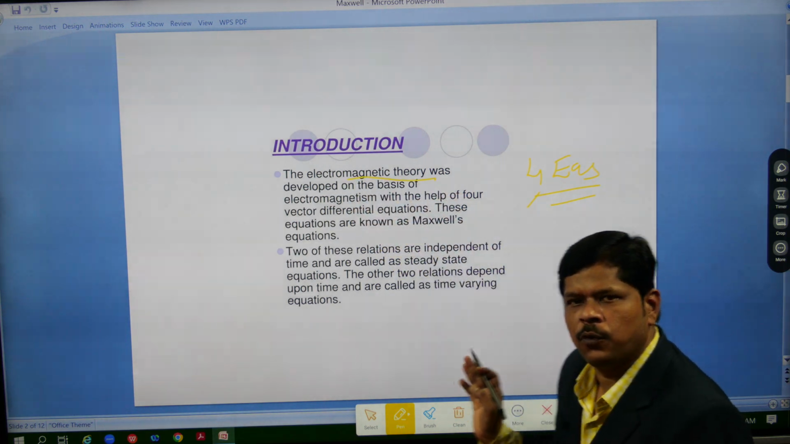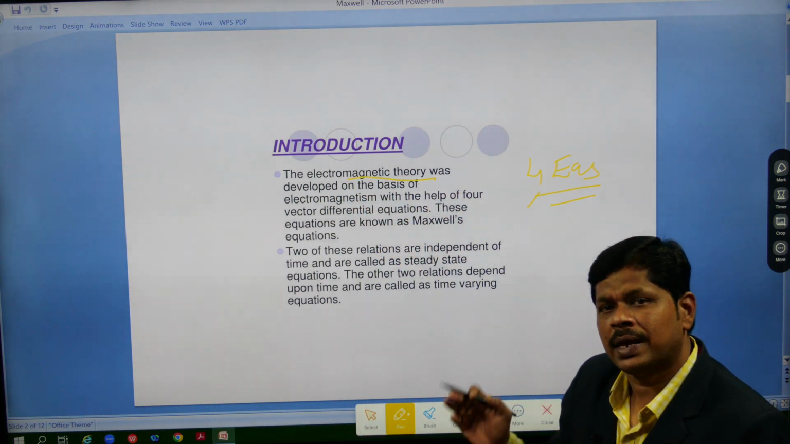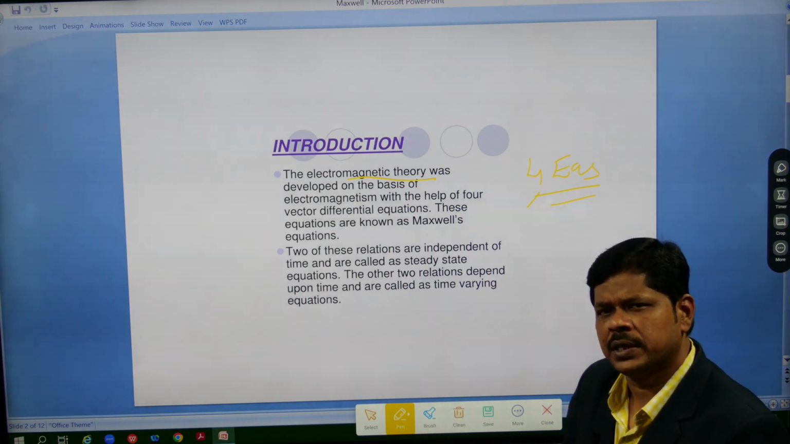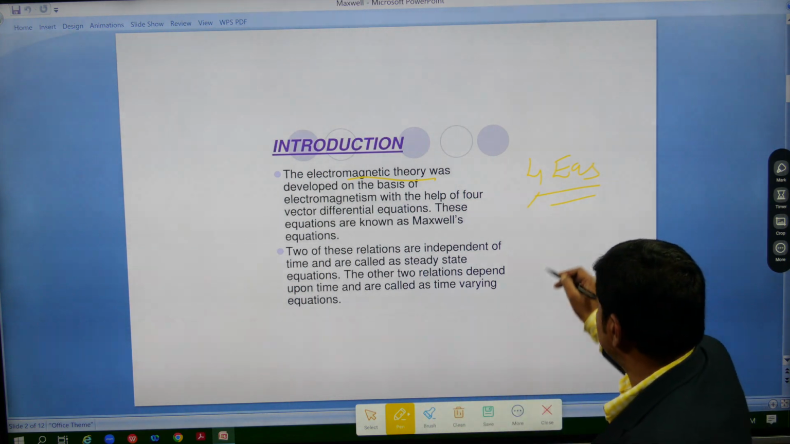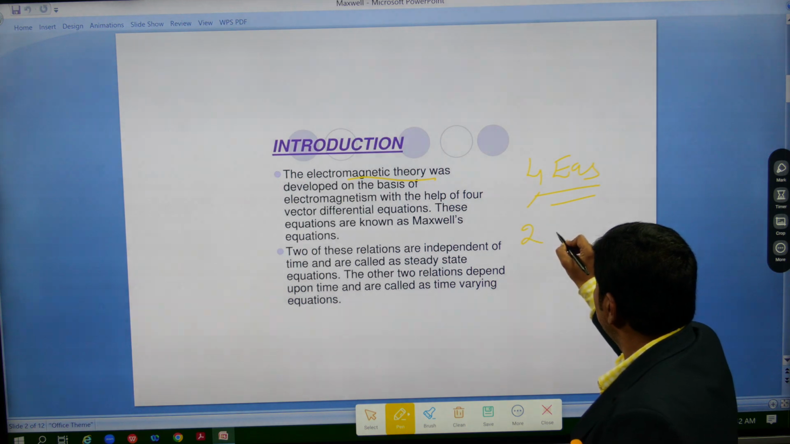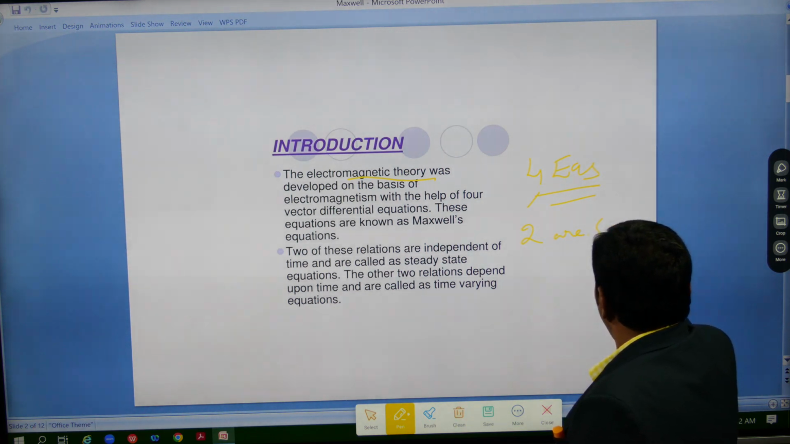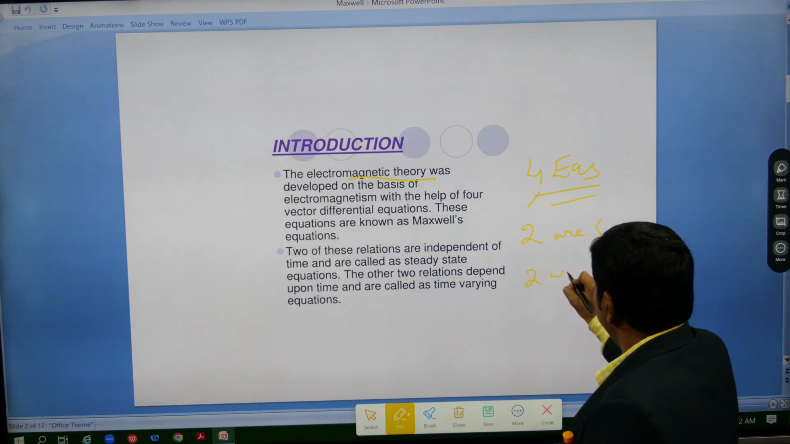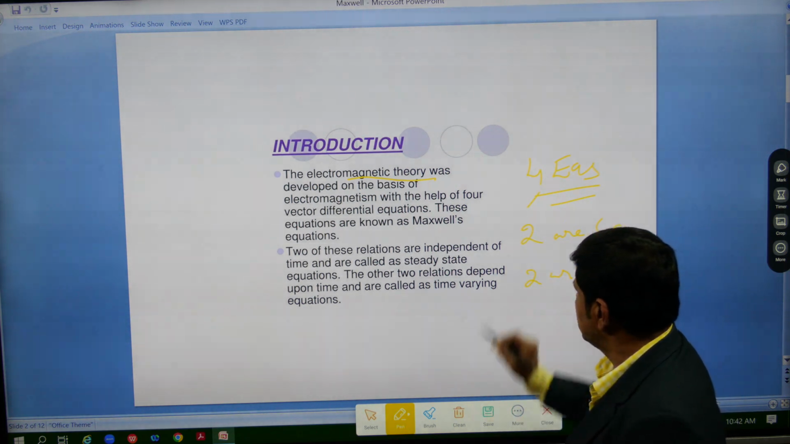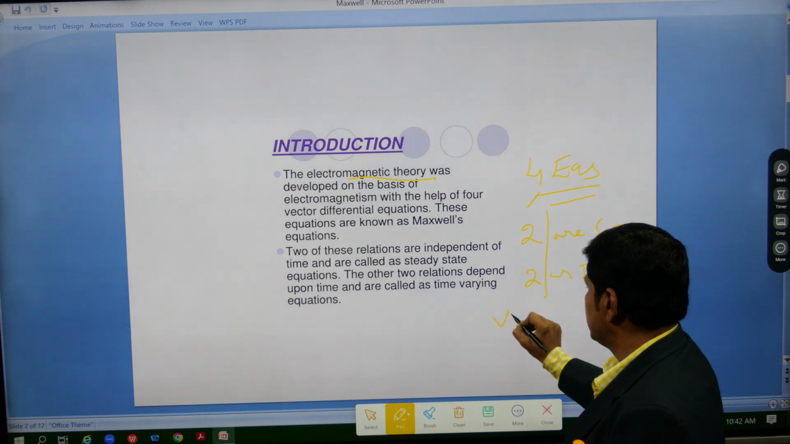Unless we have these four equations, we cannot analyze the propagation of electromagnetic signals in free space. Out of these four equations, two are steady state equations and two are time varying equations. These equations are vector based equations.